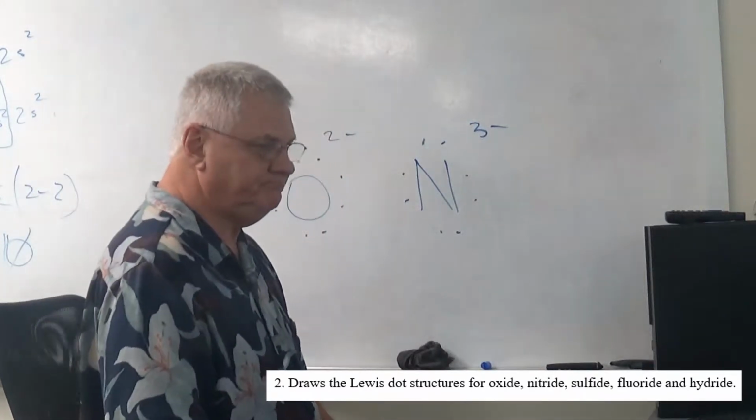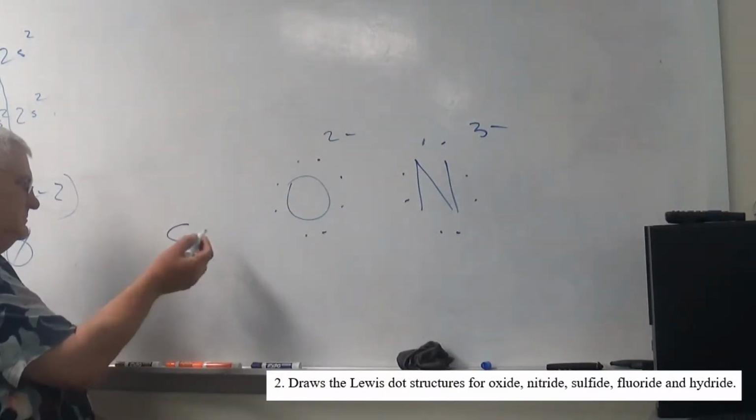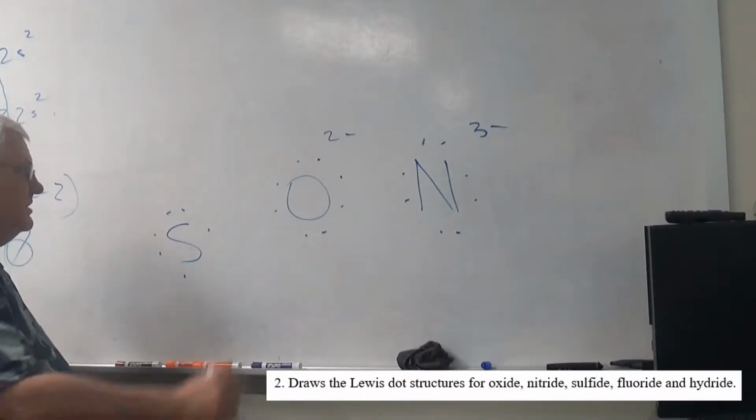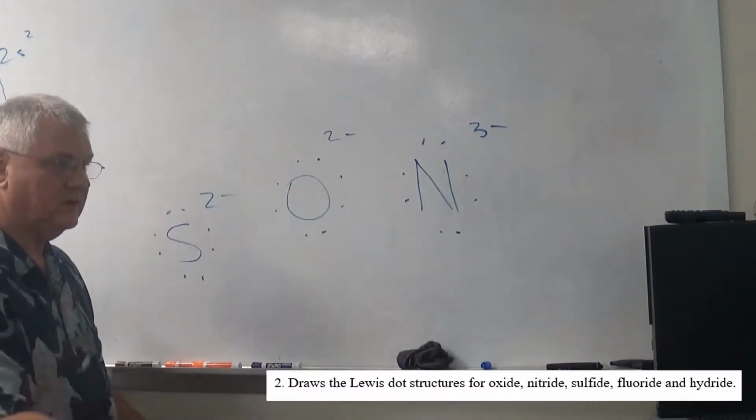What about, how many valence electrons does sulfur have? 6. 1, 2, 3, 4, 5, 6. Sulfide has a charge of 2-, it gains 2 more. Octet. These are all octets, aren't they?